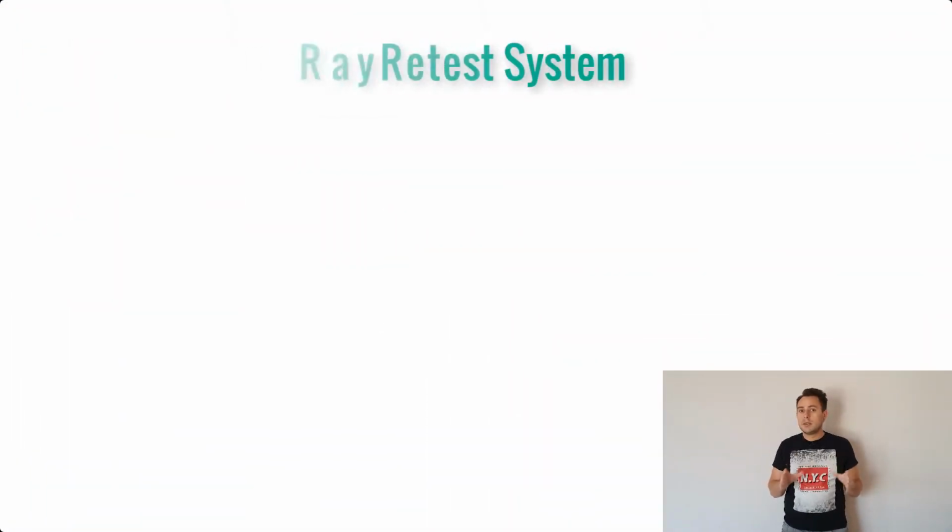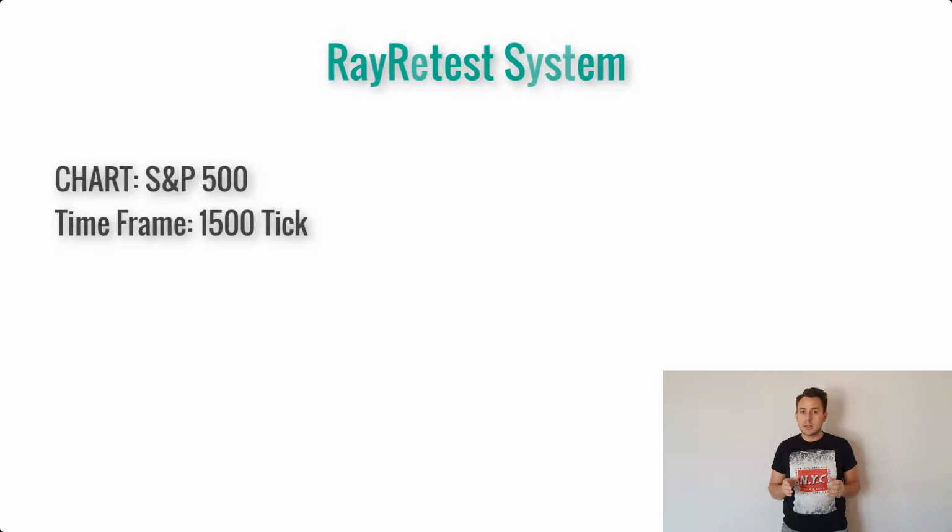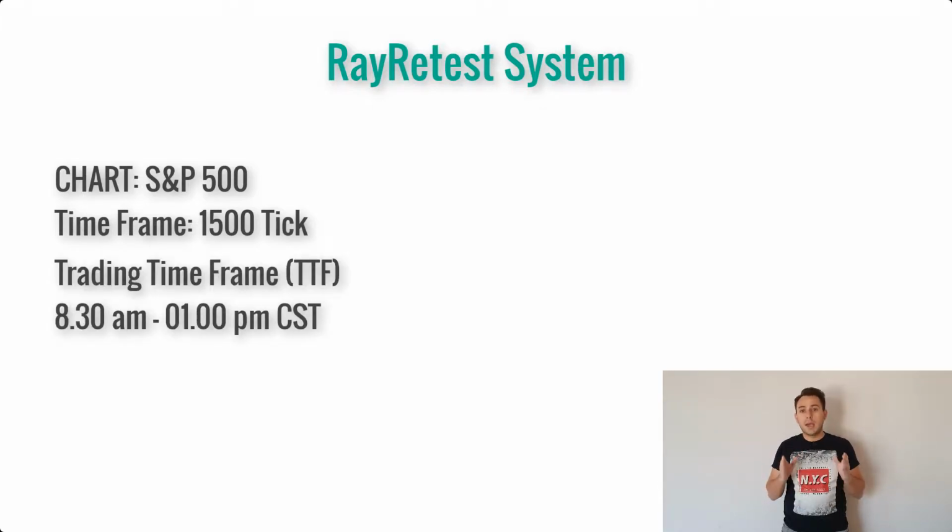So this entire system is based off a 1500 tick ES chart. And this works for any contract that you go from here onwards, and that we backtested as well. Our trading time is between 8:30 a.m. Central US time, and you've got to make sure that's Central, you've got to adjust for the time difference, all the way to 1 p.m. Central US time. So we're actually trading 4.5 hours per day.